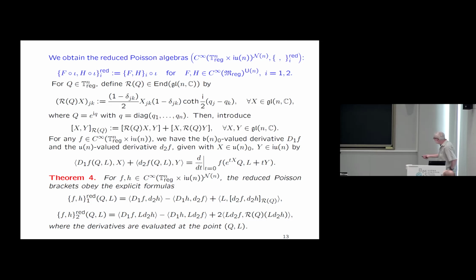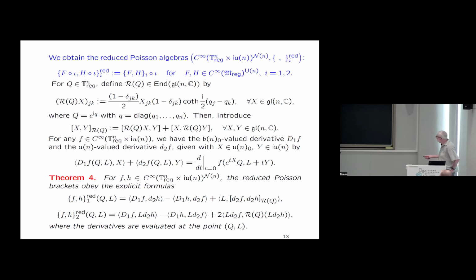And here is the two reduced Poisson brackets. The formula is here. The point is that these are relatively simple formulas that contain the dynamical R matrix. And again, D1 and D2 are the derivatives with respect to the first and second variable. The derivative with the second variable is as before. You shift the second variable by some arbitrary element, you take the derivative along this line, and this is basically the gradient.